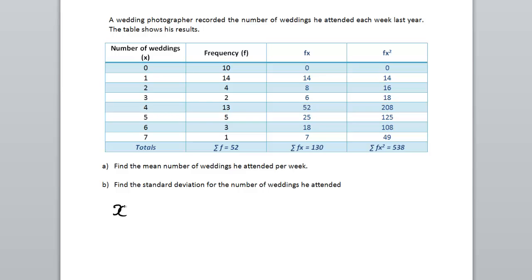So for the mean, remember we want the sum of f of x over the sum of f. So let's just work out the answers now, and we can see that it's 130 over the 52. Doing that on the calculator would give 2.5. If we do the calculations first, then you can see when we access it on the calculator you get the same result.